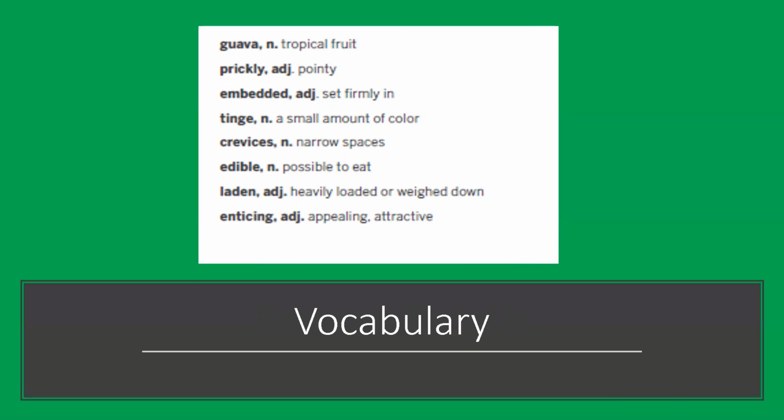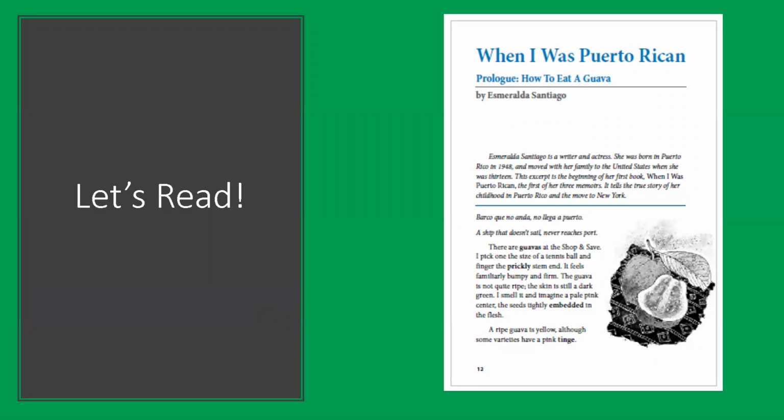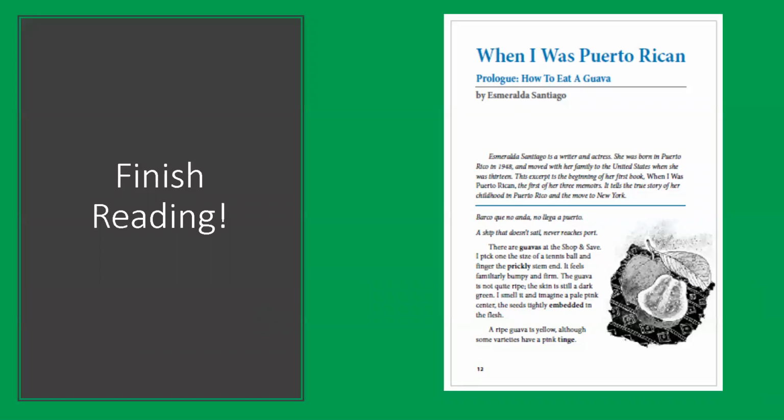Okay, so we started to read together the beginning of our text, When I Was Puerto Rican, the prologue, How to Eat a Guava. So now you are going to continue, finish reading this text. And as you read this text now, I want you to think about all of the different sensory details you notice. So what does the narrator see? What does the narrator touch, taste, maybe smell, maybe hear? So go ahead now. You can pause the video, finish reading the story, and capture all the different sensory details you can find. We'll see you in a few minutes.